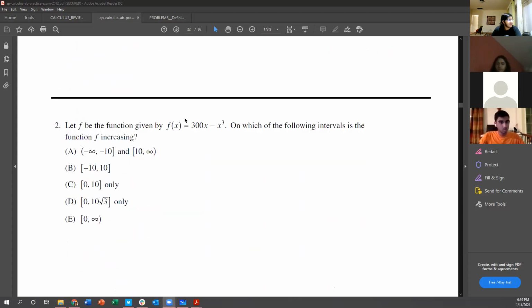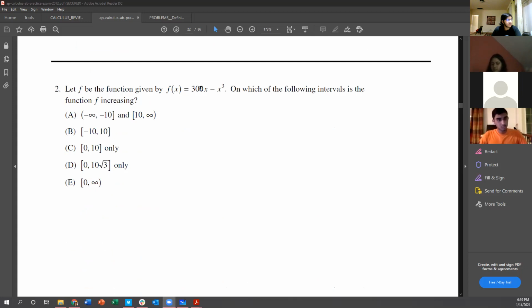Okay, for the second one, let f be the function given by f(x) equals 300x minus x cubed. On which of the following intervals is the function f increasing? Well, we know that the derivative needs to be positive for the function to be increasing. So our derivative is negative 3x squared plus 300. Whenever this is greater than 0, our function is increasing, correct?